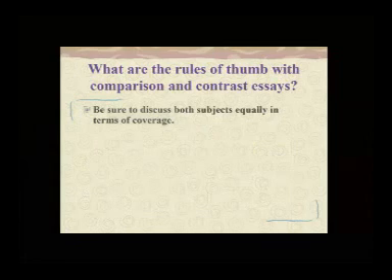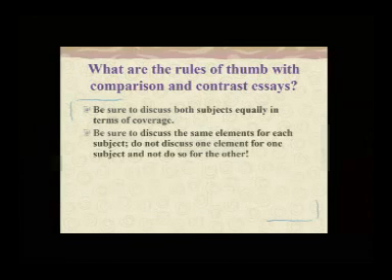You have to discuss both subjects equally in terms of coverage. You can't have one itty-bitty paragraph about baseball and one huge paragraph about soccer or football, whatever you're writing about. Sorry, Austin, that stuck in my mind, okay? You have to be sure to discuss the same elements for each subject. Do not discuss one element for one and not do so for the other. So you can't say, I'm gonna talk about the cost of the BMW and never talk about the cost of the Honda. You have to deal with them equally and the same.